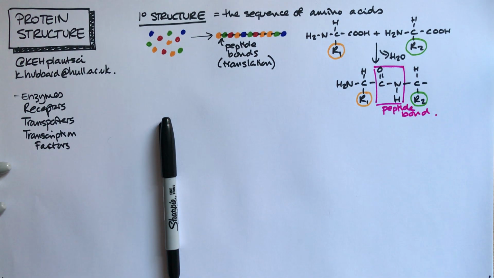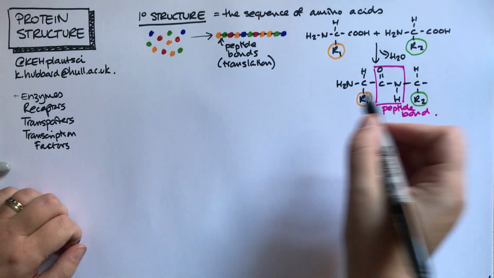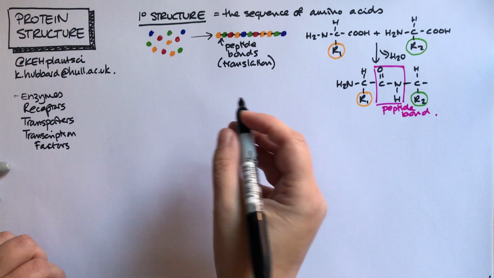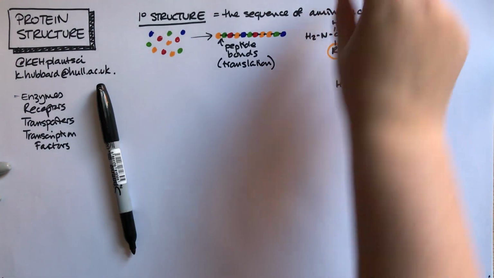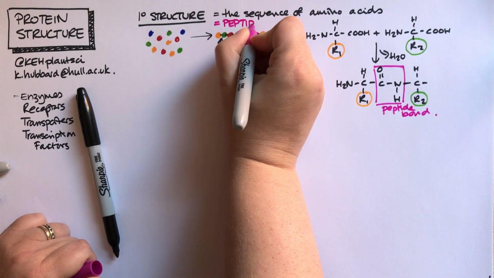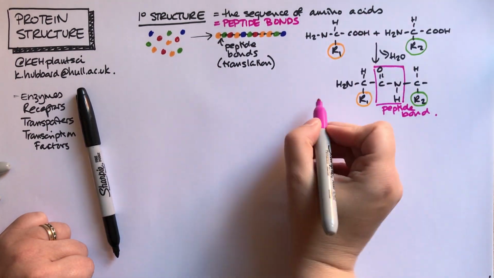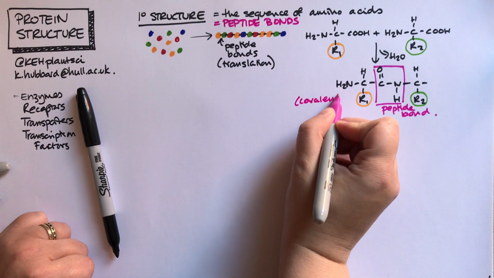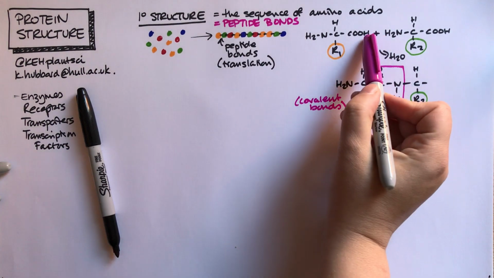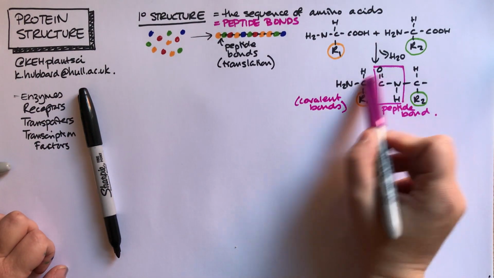There's another video about the different amino acids and all of their properties, so I'm not going to go through that now. The primary structure is all about making that sequence of amino acids, and it's held together by peptide bonds, which are proper covalent bonds. They're covalent bonds that form between the carboxylic acid group and the amino group to create this characteristic peptide bond structure. So that's the first one.